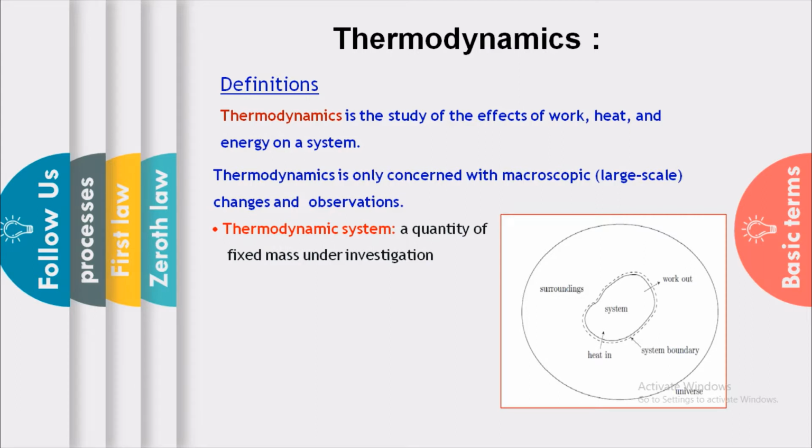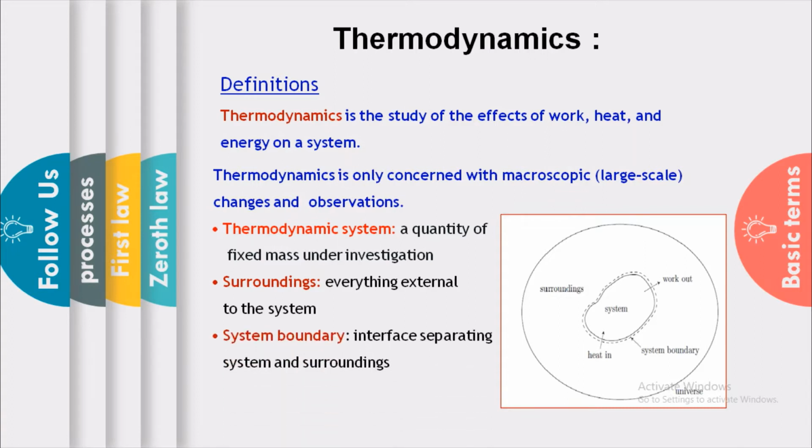Everything external to the system is called the surroundings, and the system is separated from the surroundings by the system boundary. The universe is the combination of system and surroundings. So these are the basic definitions.